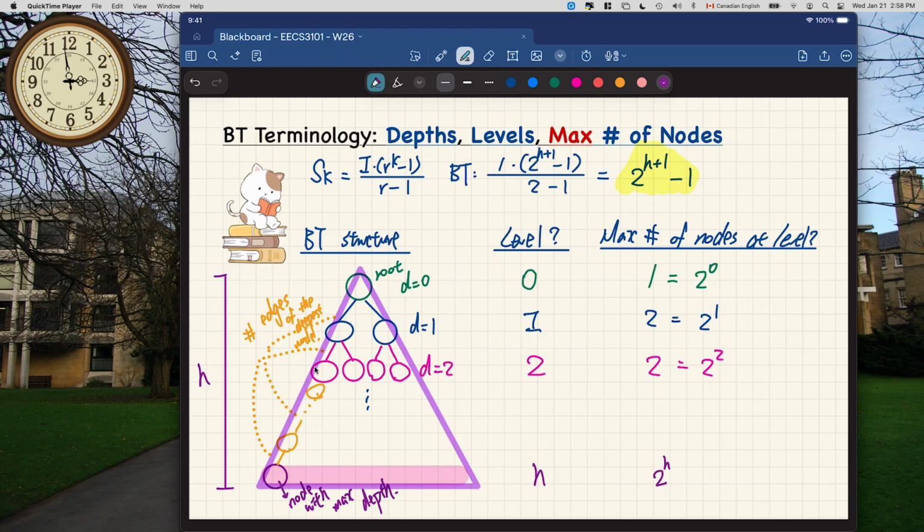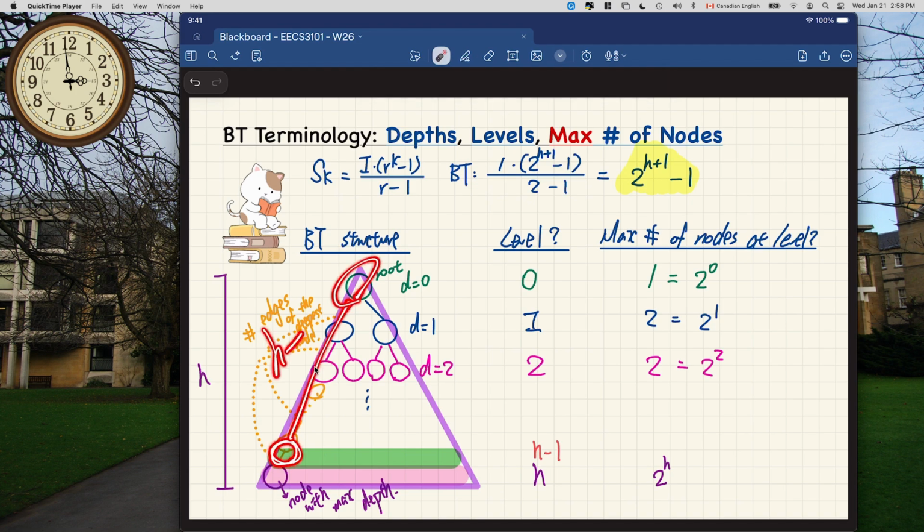And what about the level before? All right. Hopefully you can see the pattern, right? So that one there, 2 to the h minus 1. That one there will be, for example, level h minus 1. That means for you to go from the node at this level all the way to the root, it takes h minus 1 edges, right? And that one there will be 2 to the h minus 1, right?